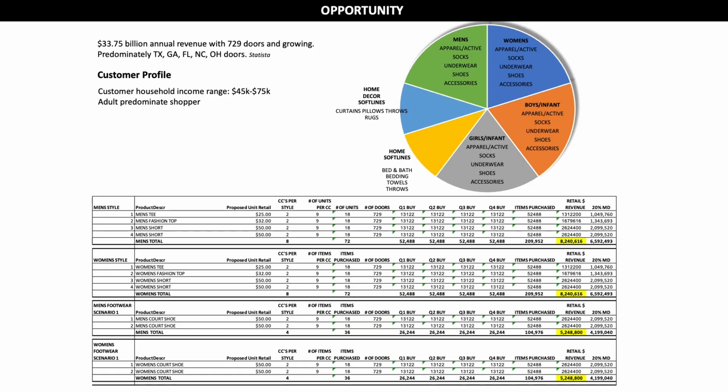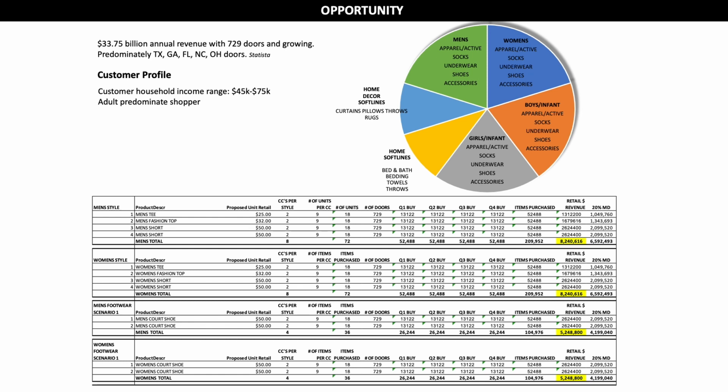So here's maybe where I'll start. I'll start looking at the opportunity. Let's say that the retailer I'm looking into, you want to look at their annual revenue, how many doors they have, where are they predominantly located. And with that, taking that customer profile a step further, really examining maybe what their household income range is, and who is the predominant shopper that is going out into these stores for the family.